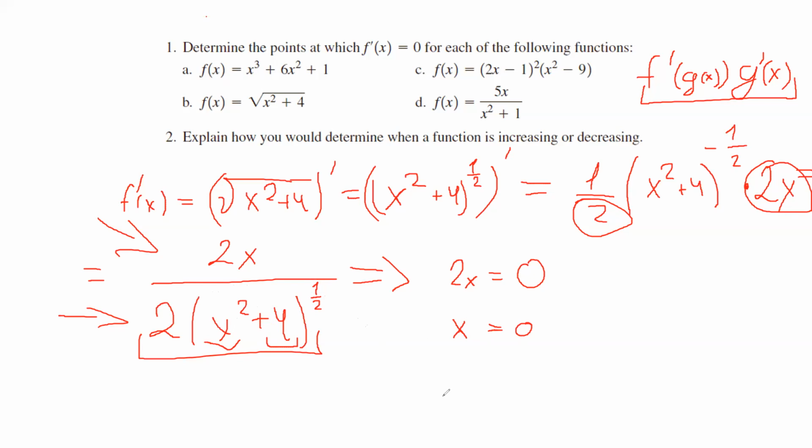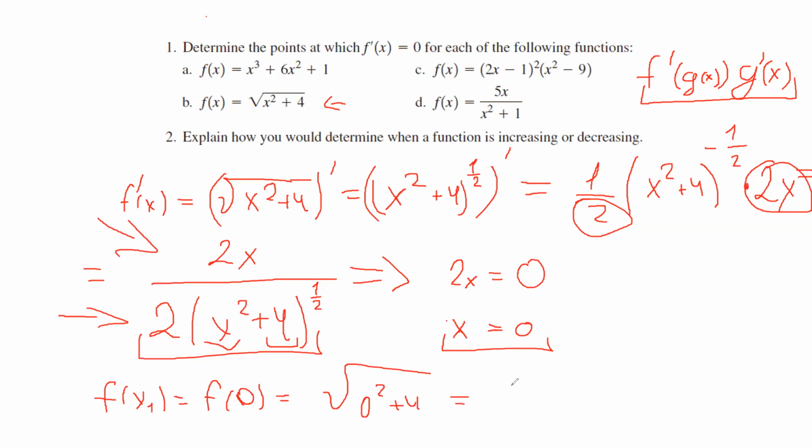And now we found the x coordinate. Now we need to find the y coordinate. To do that, we should substitute x into the initial function. So f(x1) equals f(0), right? And f(0) is the square root of 0 squared plus 4, which results in the square root of 4, which is 2.